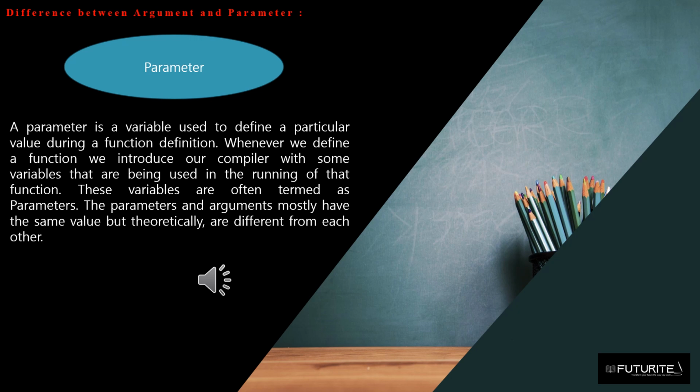Okay, so remember one thing: while you are defining a method, if you are mentioning any variable in the method signature, that is known as a parameter. And when the method is being called, there you are providing some values. That is known as the argument. So let us understand about parameter with an example.